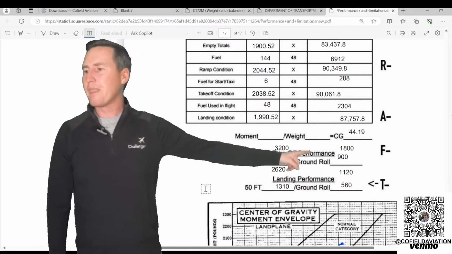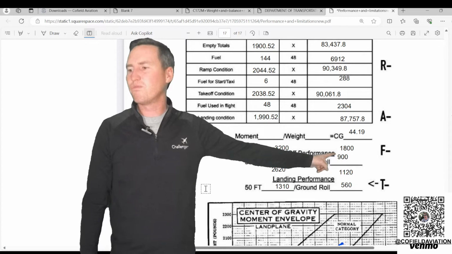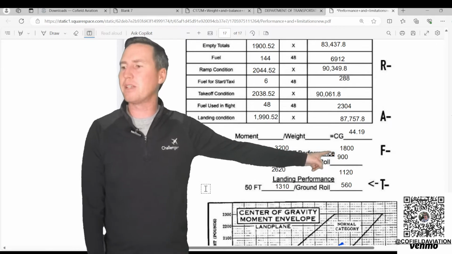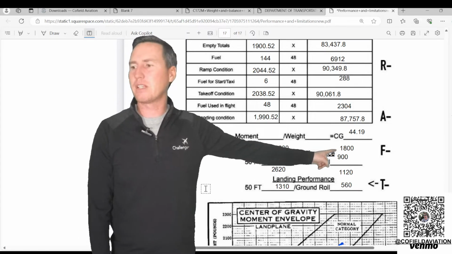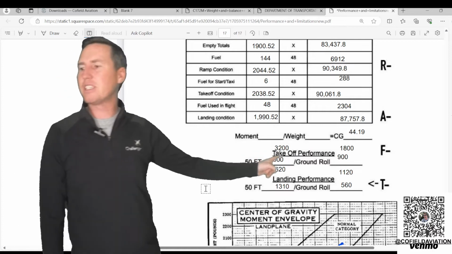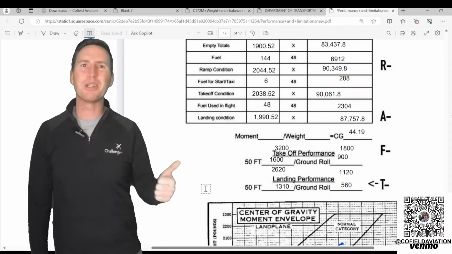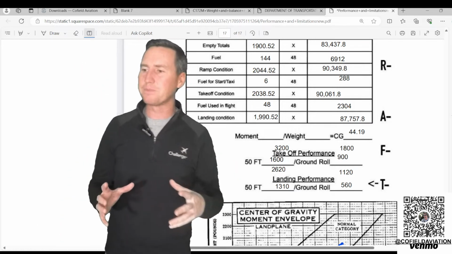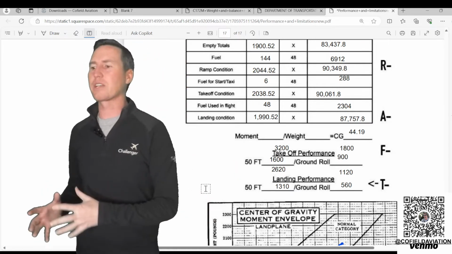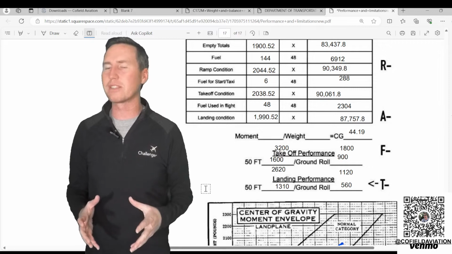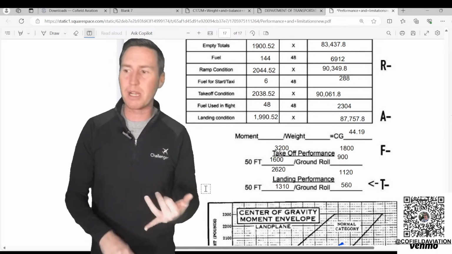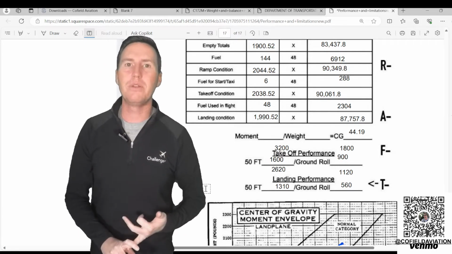I'm good with that. If I have 2,200 feet of pavement or so, I'm good with that because I need 1,800. If I have at least about 3,200 feet to clear a 50-foot obstacle, I'm good with that. So if you get a theme here, calculated versus actual performance. Our actual performance could be a lot worse because it's not a brand new airplane. It's not a brand new engine.